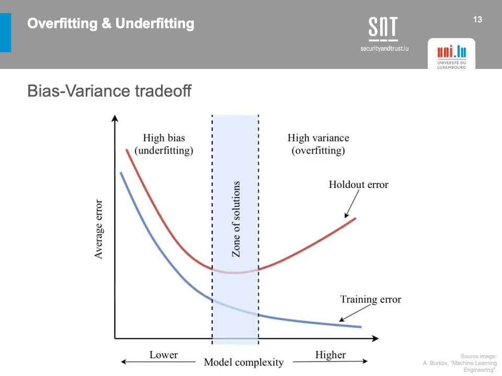So in this case, we are still in the overfitting and underfitting case. We can plot on the horizontal axis the model complexity, and for each level of complexity we plot the average error on the vertical axis. You can see here that we have two types of error: the blue one, the training error, and the holdout error, the red one.